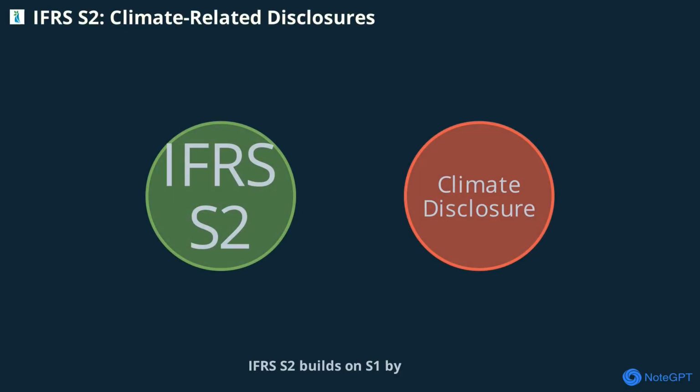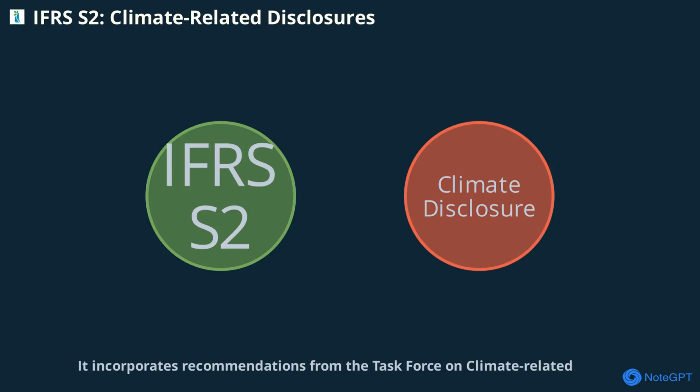IFRS S2 builds on S1 by providing detailed requirements for climate-related disclosures. It incorporates recommendations from the Task Force on Climate-Related Financial Disclosures, TCFD, and requires reporting on greenhouse gas emissions, climate resilience, and transition plans. These disclosures help organizations and investors understand climate risks and opportunities across the value chain.